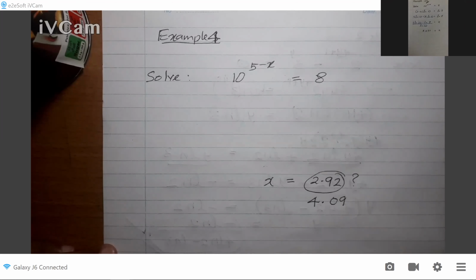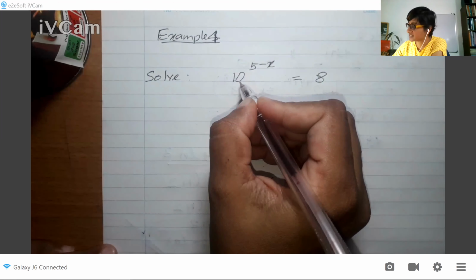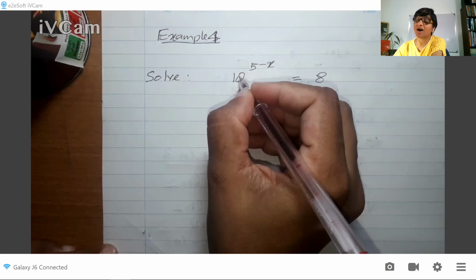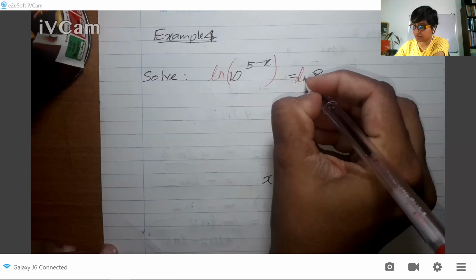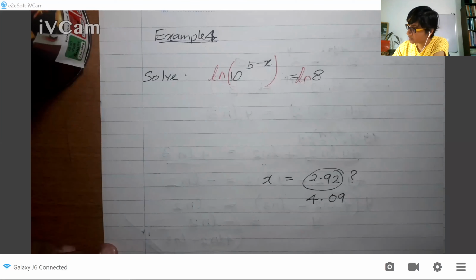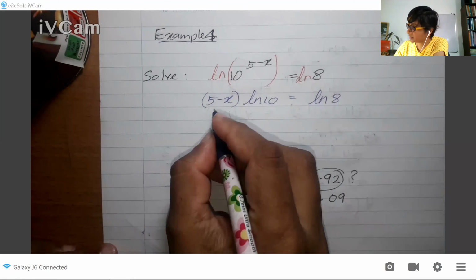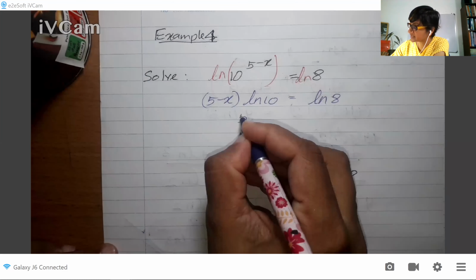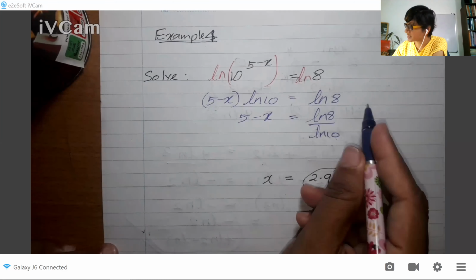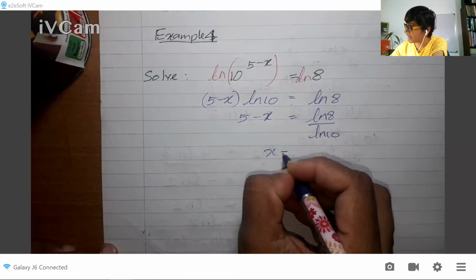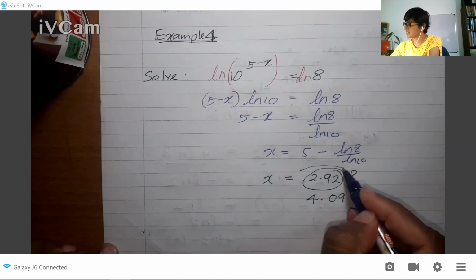So what you will do is, because the base is 10 here, it would be faster if you take log base 10. But let's stick to ln. Then you get 5 minus x comes in front. ln 10 equals ln 8. I can do 5 minus x equals ln 8 over ln 10. x goes to this side and this comes to this side. So x is equal to 5 minus ln 8 over ln 10. So this is what it is. Is it this one or this one?